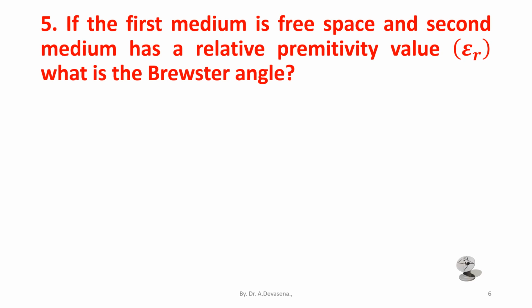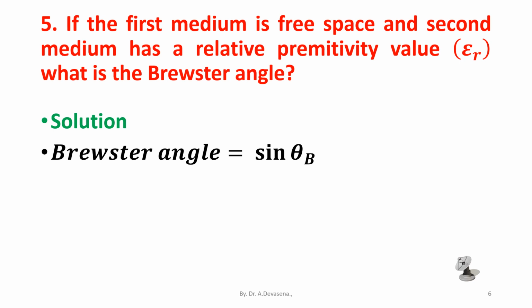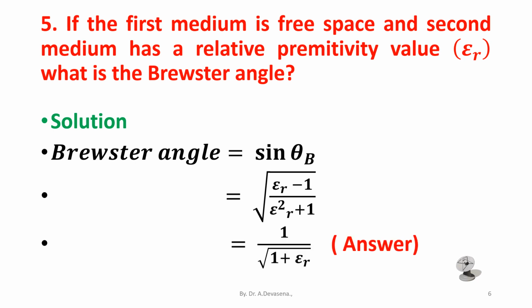Problem number 5. The first medium is free space and the second medium has a relative permittivity value epsilon r, then what is the Brewster angle? Solution for this problem is, Brewster angle is equal to sin theta suffix b, that is equal to square root of epsilon suffix r minus 1 divided by epsilon square suffix r minus 1, that is equal to 1 divided by square root of 1 plus epsilon suffix r. This is the answer for this problem.